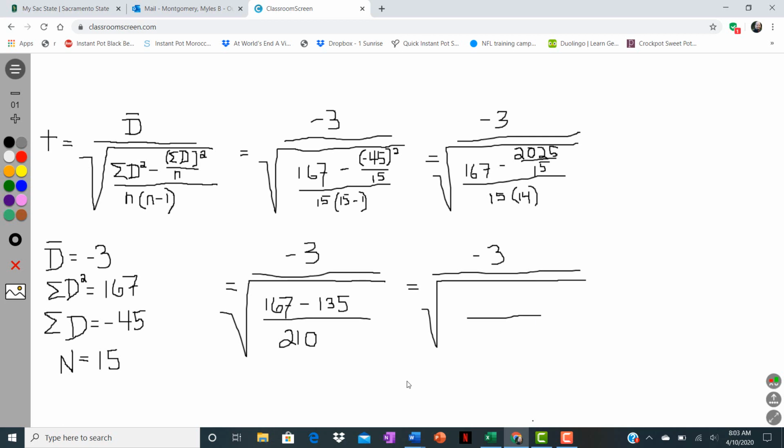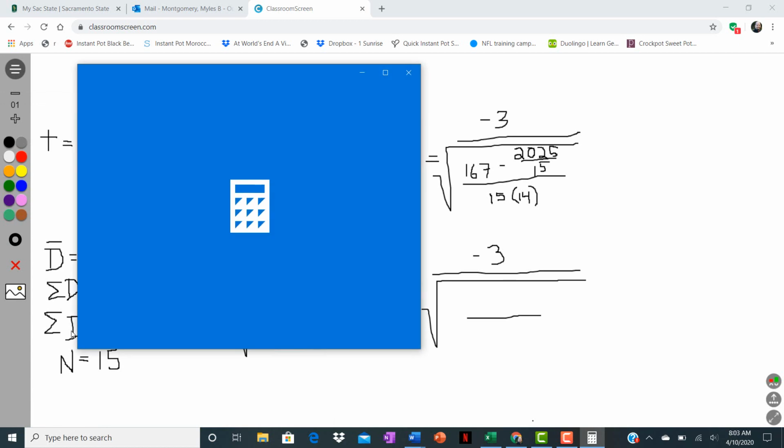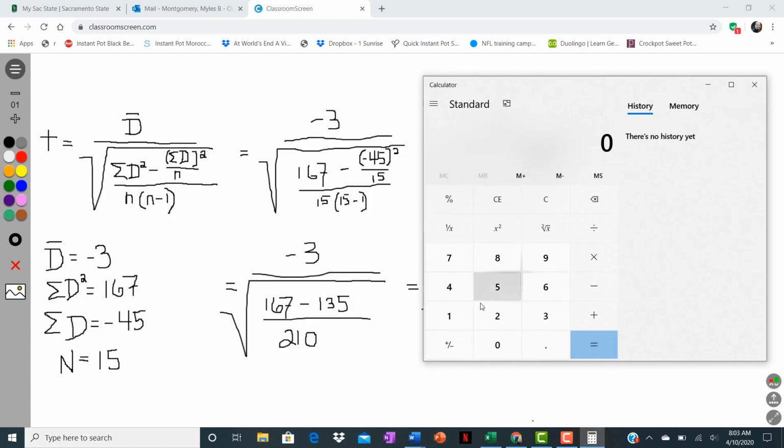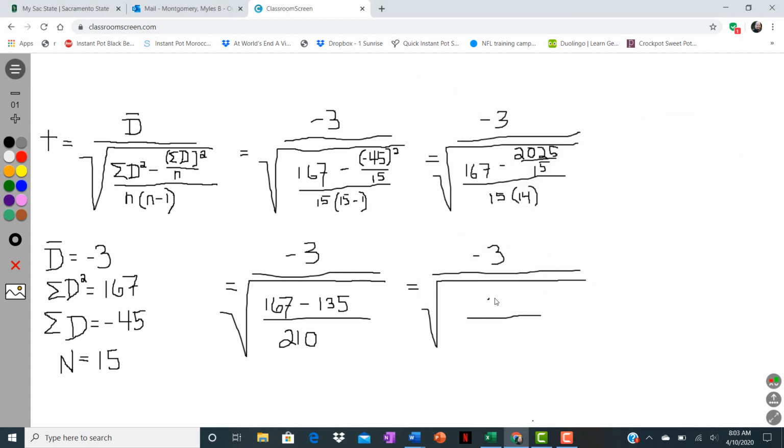So we're going to go ahead and do this now. I always seem to X out of my calculator. All right, let's try this. Let's move the calculator over here for a second. And we're going to start with this set right here. 167 minus 135 equals 32. That wasn't so bad, was it? 32. All right, so we got that. I'm going to go ahead and put that up there. 32, divided by 210.